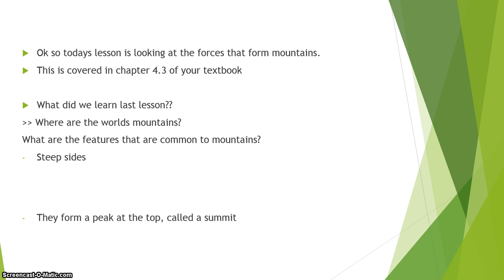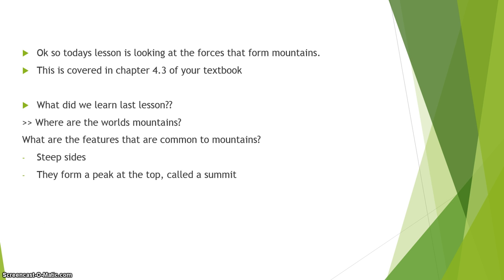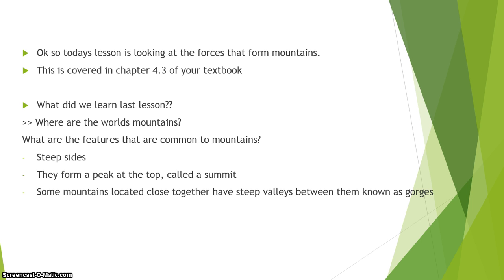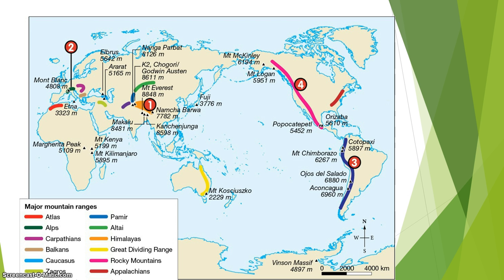Mountains all have steep sides. They form a peak at the top called a summit. Some mountains located close together have steep valleys between them, known as gorges, and a group of mountains is called a range. Okay, so we looked at and learnt where in Australia the Great Dividing Range is, for example.